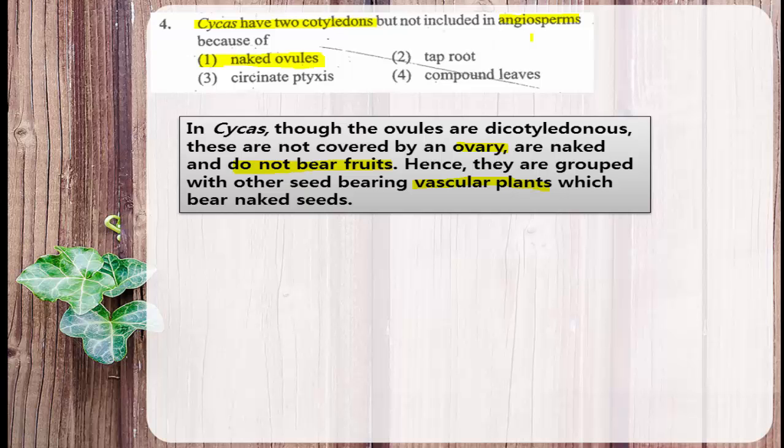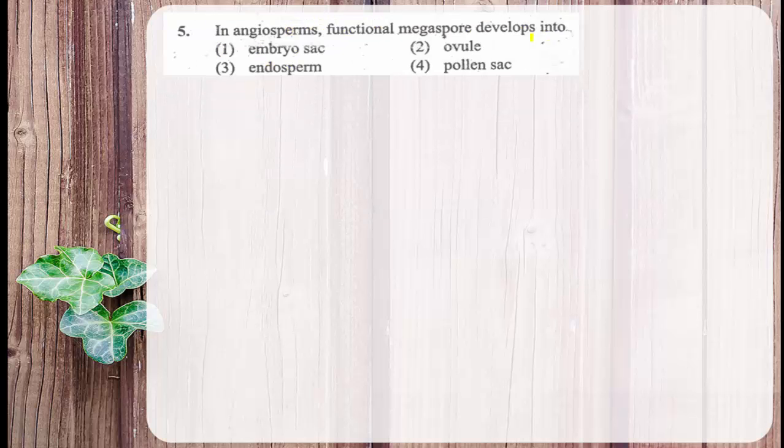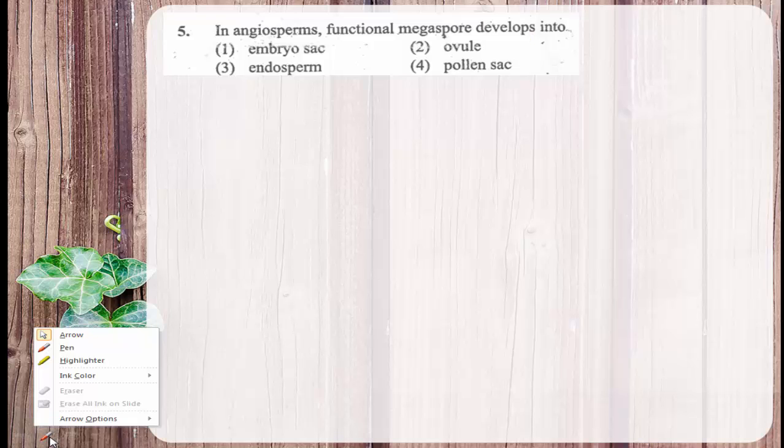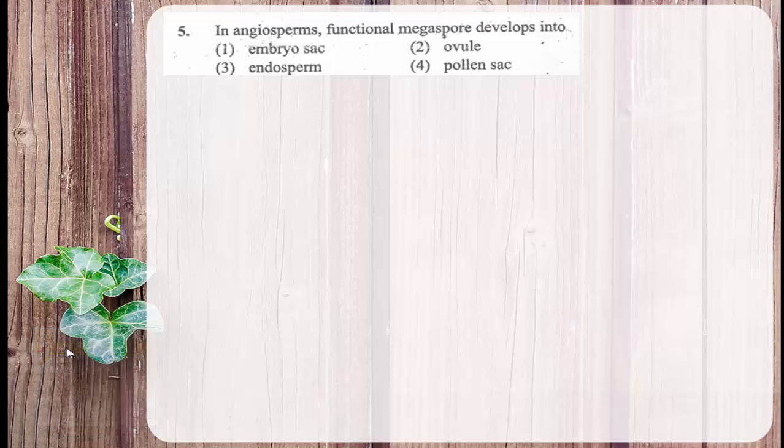Then moving to the next question. In angiosperms, the functional megaspore develops into embryo sac, ovule, endosperm or pollen sac. So what is the megaspore? Then what does it produce later? The megaspore develops from a cell of the nucellus. I hope you remember the structure of the ovule.